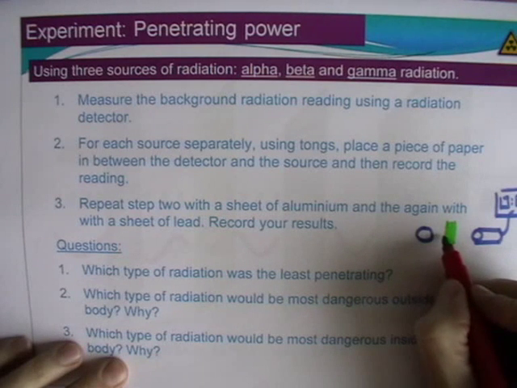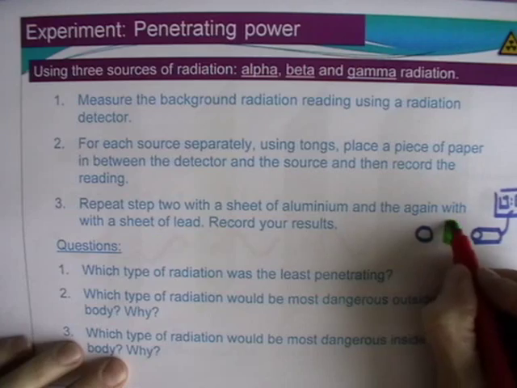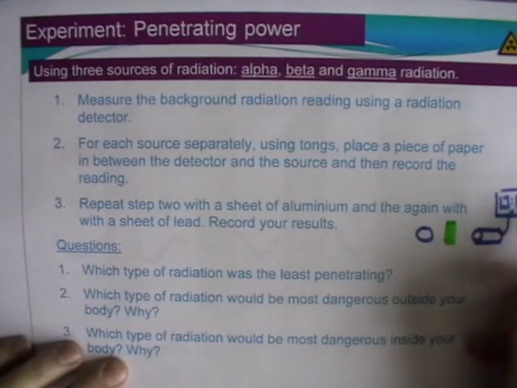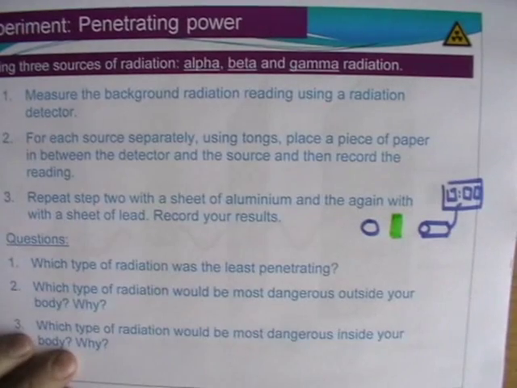So if it was alpha radiation, then you would expect that the thin piece of paper would be able to stop that, and you would be back down to your background count rate here on your detector or on your rate meter very, very quickly.